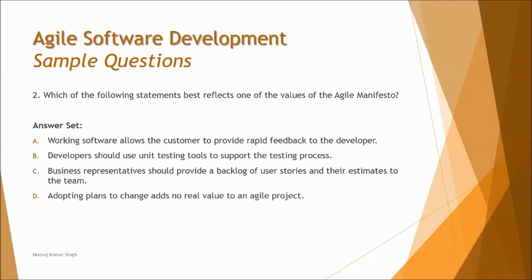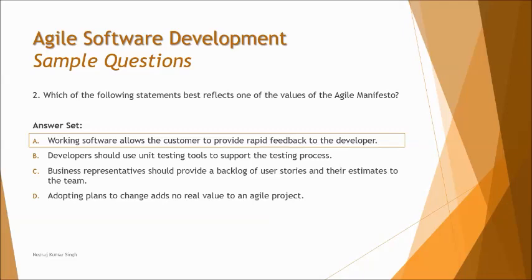C, business representatives should provide a backlog of user stories and their estimates to the team. That is from the release planning point of view, and has nothing to do with the Agile Manifesto. D, adopting plans to change tools. Of course, adopting plans to change adds no real value to the Agile project. Of course, it adds a lot of value. So that is actually a statement contradicting one of the values of the Agile Manifesto. So I think the right option is A, which is absolutely fine and to the point, and can be considered the right answer here.